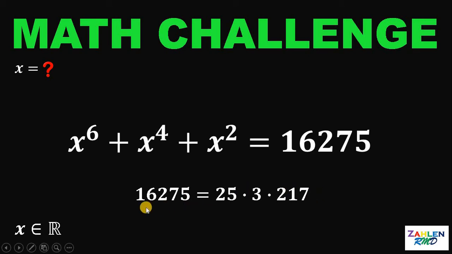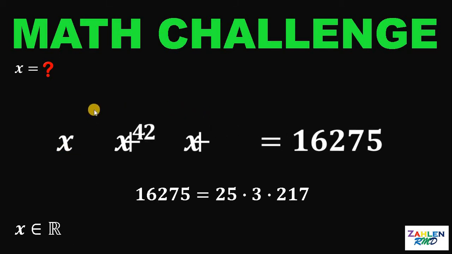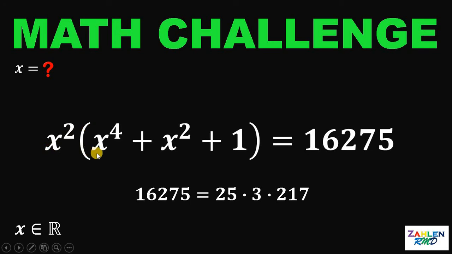So, 16,275 is just 25 times 3 times 217. Now, if I can factor the right-hand side of this equation, maybe we can also factor the left-hand side of this equation. Now, let's try. Let's factor out the obvious factor, which is x squared. So, we have x squared times x raised to the fourth power plus x squared plus 1.